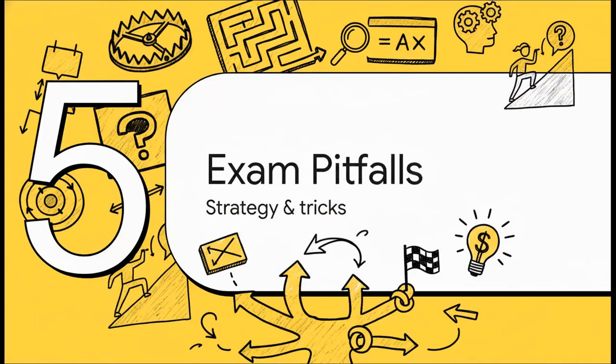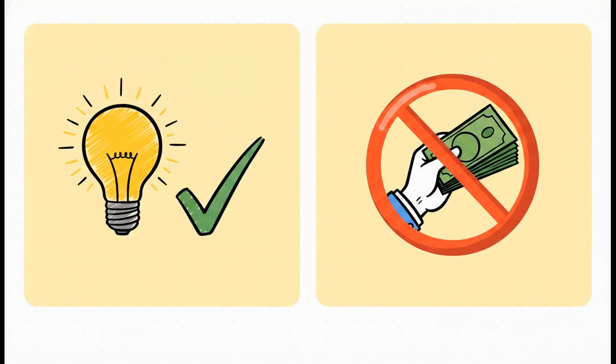Section 5, Exam Pitfalls and Strategy. Let's look at where students lose points and how to study smarter. Listen, here is where students typically get tripped up, so we need to address these conceptual traps head-on. Your exam will almost certainly try to trick you with cash timing.